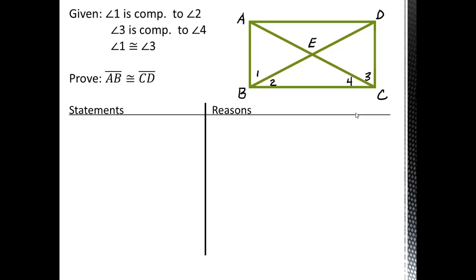Okay, now we're given that angle 1 is complementary to angle 2, that angle 3 is complementary to angle 4, and that angle 1 is congruent to angle 3. Now, if you look closely at this picture, this diagram, we have a whole bunch of overlapping triangles.